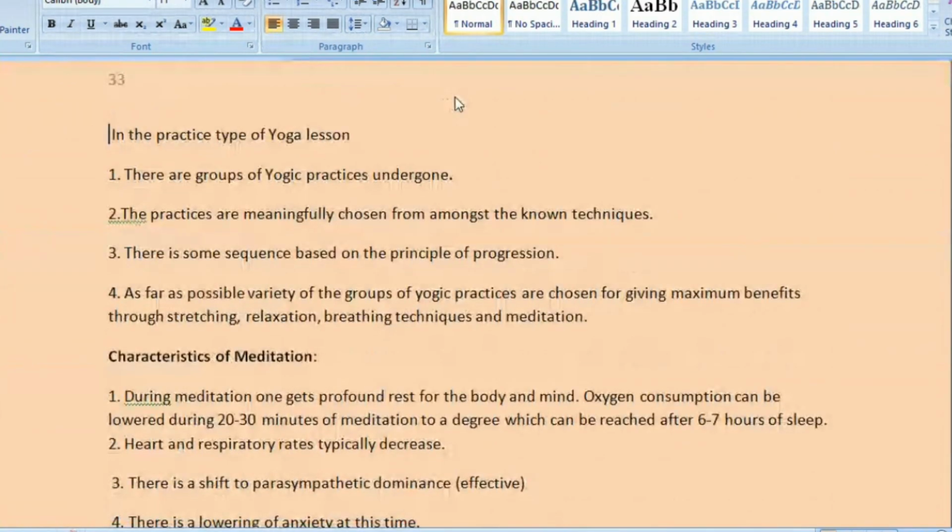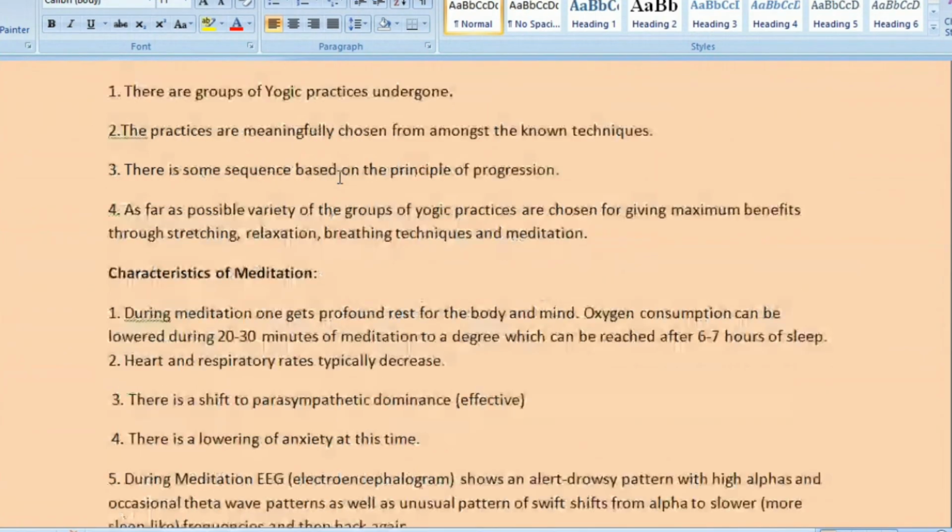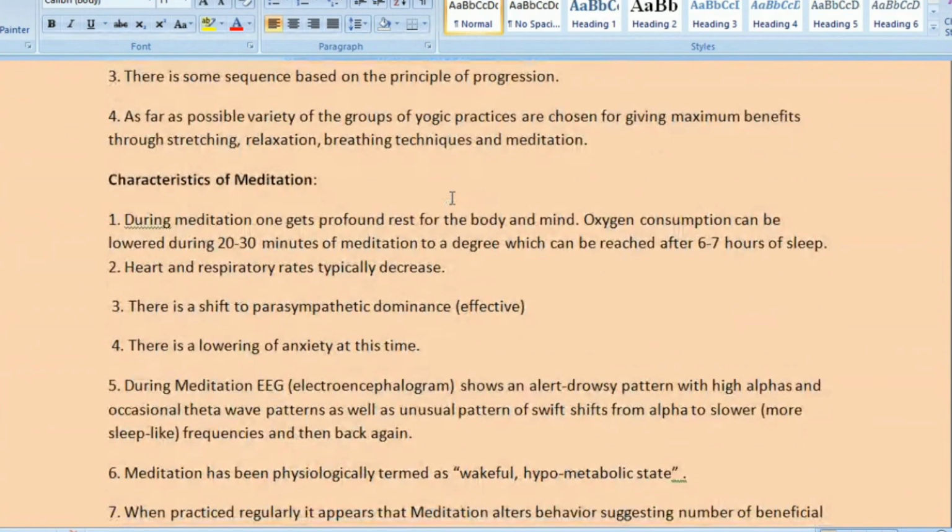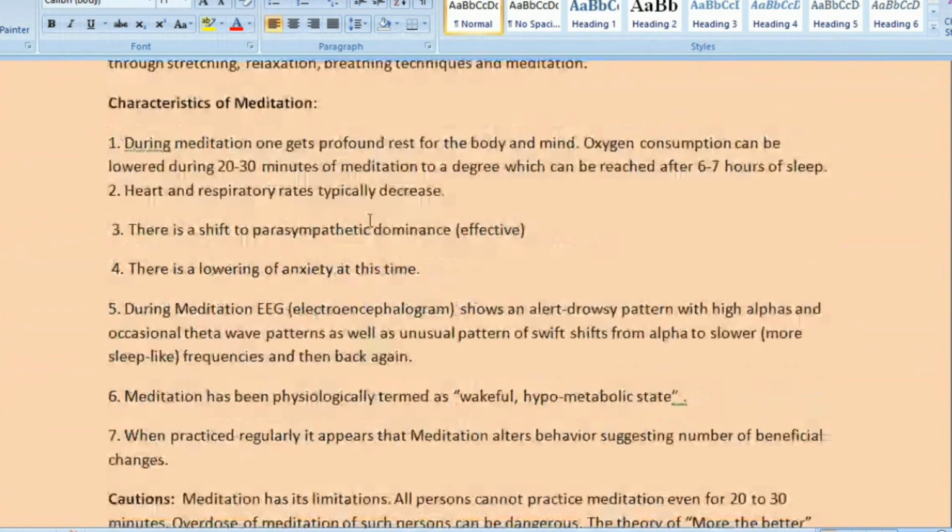So there are a couple of points. There are groups of yoga practices undergone. The practices are meaningfully chosen from amongst the known techniques. There is some sequence based on the principle of progression. As far as possible, a variety of groups of yogic practices are chosen for giving maximum benefit through stretching, relaxation, breathing techniques, and meditation. So there are features of meditation.